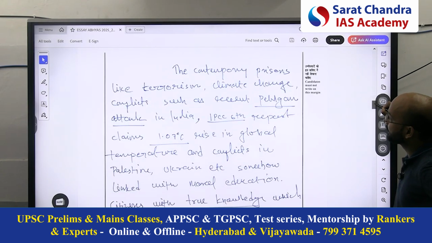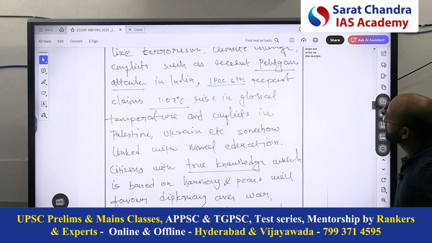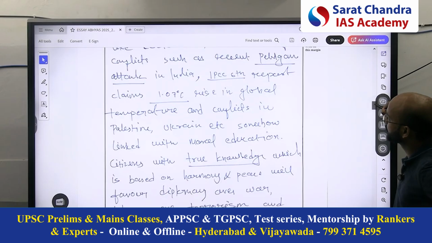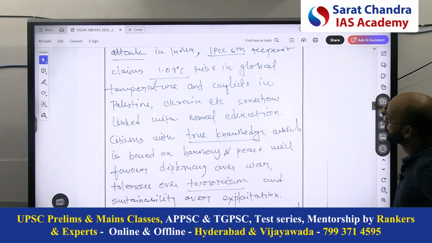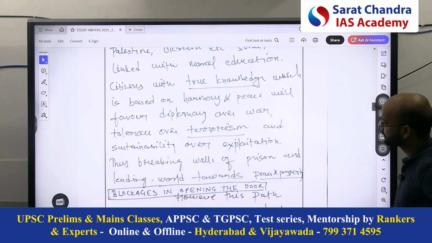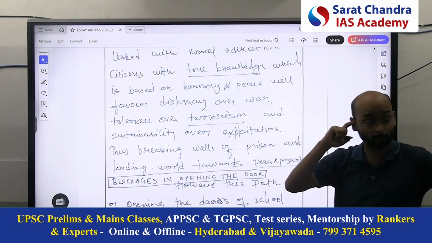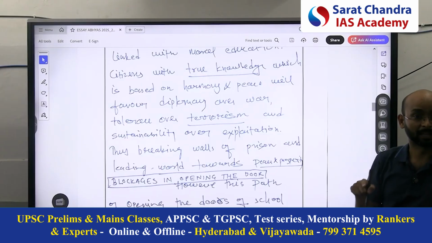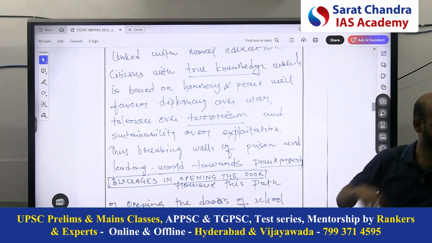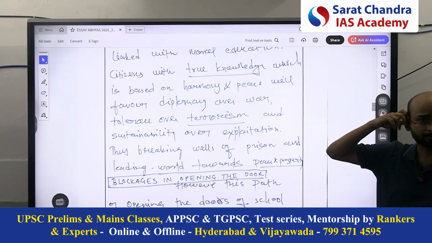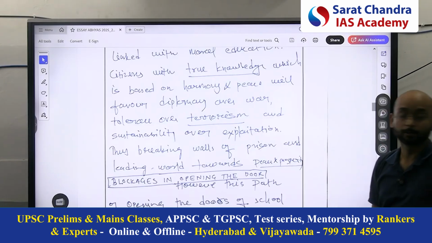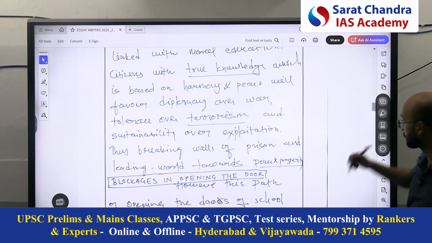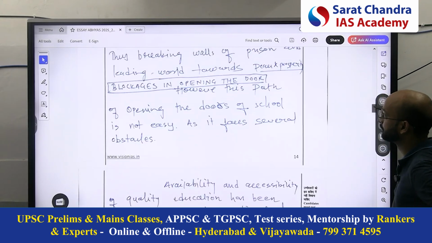The contemporary prison like terrorism, climate change, conflict, all these things. Pahalgam attack also I mentioned, so that shows the current relevance. IPCC report, 6th assessment report also mentioned true knowledge is required. Terrorism. See, one point you have to note is to bring the current things. It should reflect that your essay is relevant to the present context. So whatever is happening in the current world, like terrorism, the Pahalgam attack, whatever happened in Nepal, these things should reflect in your essay. Right? Don't write just the historical examples, but also the current examples.